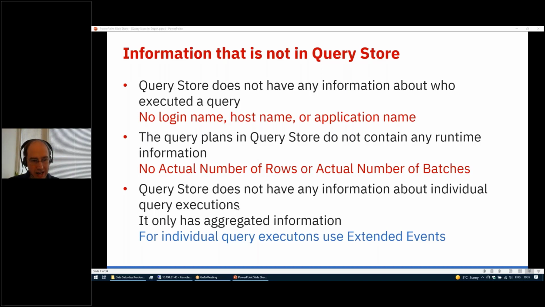And then of course, what we have in Query Store is aggregated information. You cannot see anything about individual executions. You only have averages and mean and max and so on. If you want to actually see information about individual query executions, then you have to use trace or extended events.